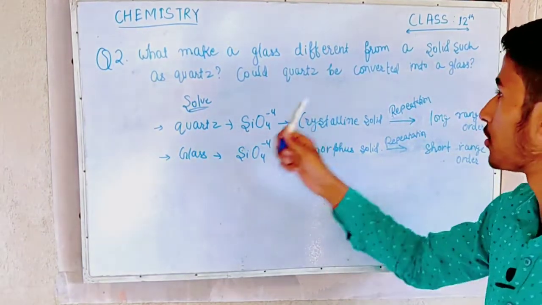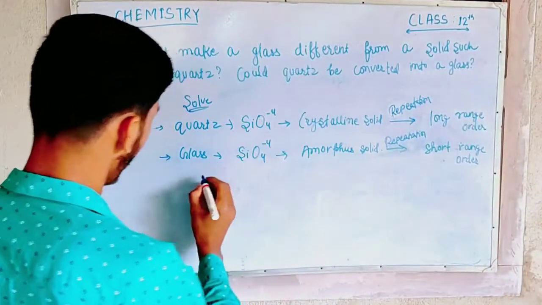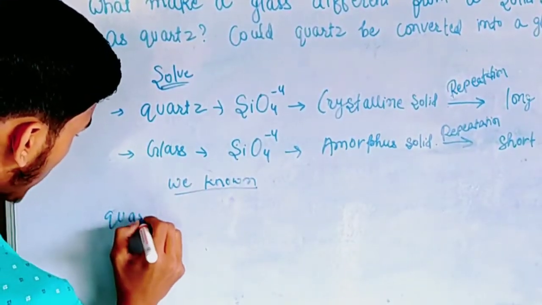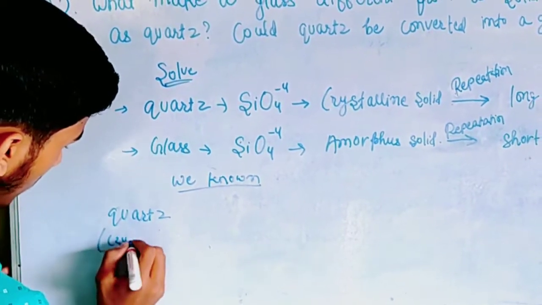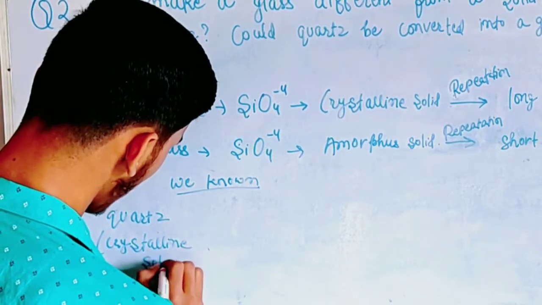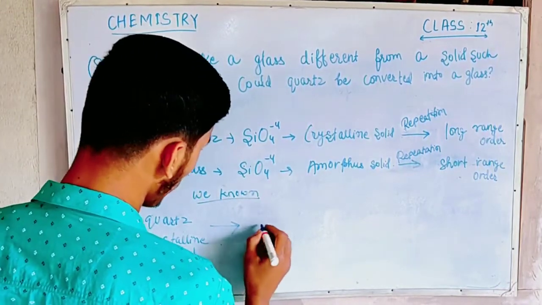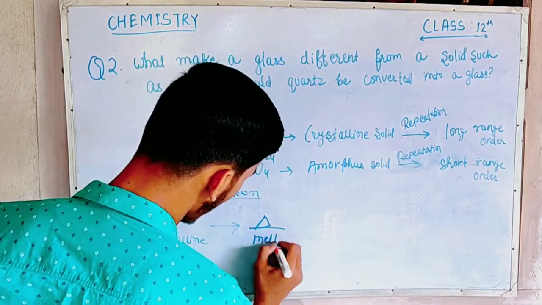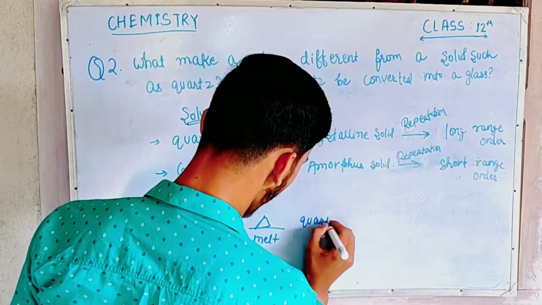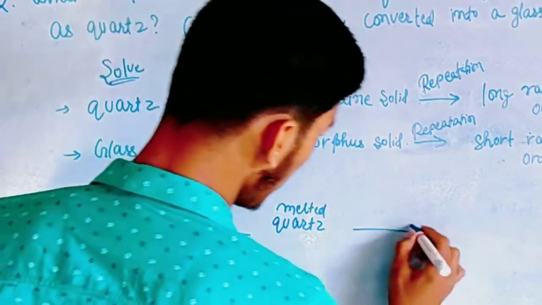The second question is: could quartz be converted into glass? Here I am writing, we know quartz is a crystalline solid. When we heat it up and melt it, it becomes melted quartz, and then rapidly cool.